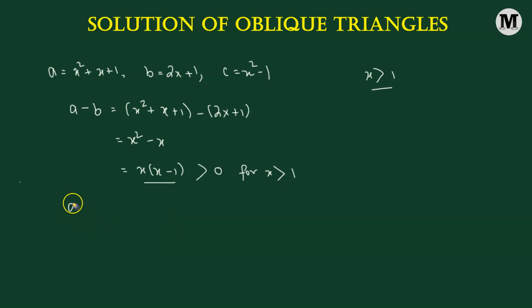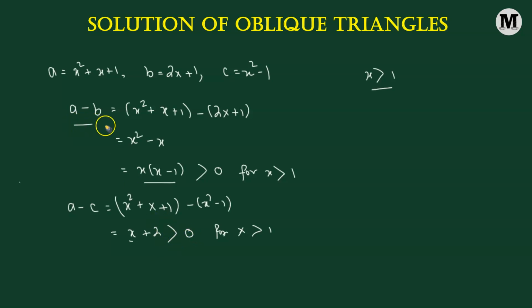Next, let's do a minus c. Here we have x squared plus x plus 1, and from here we are subtracting c, which is x squared minus 1. That is going to give us x plus 2. Now since we have already considered x is greater than 1, this is always going to be a positive number for all values of x greater than 1. You can check this by taking a value of x greater than 1. Let's take 1.5. If we substitute 1.5 in place of x, 1.5 added to 2 is 3.5, a positive number greater than 0.